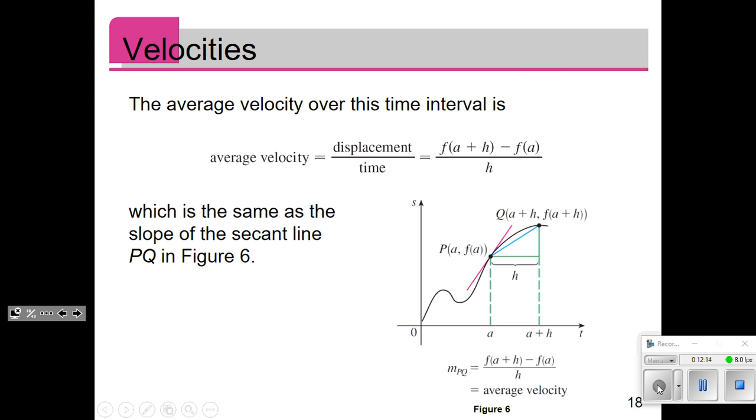So the average velocity over this time interval is, again, displacement, the change in your position over time. That looks exactly like the slope formula we just had earlier. Velocity is the same thing as slope. So again, we're going to be looking as h approaches 0, as the difference gets smaller and smaller. Here's my h, as h approaches 0, which is the same as the slope of the secant line PQ. So again, velocity, same as slope.